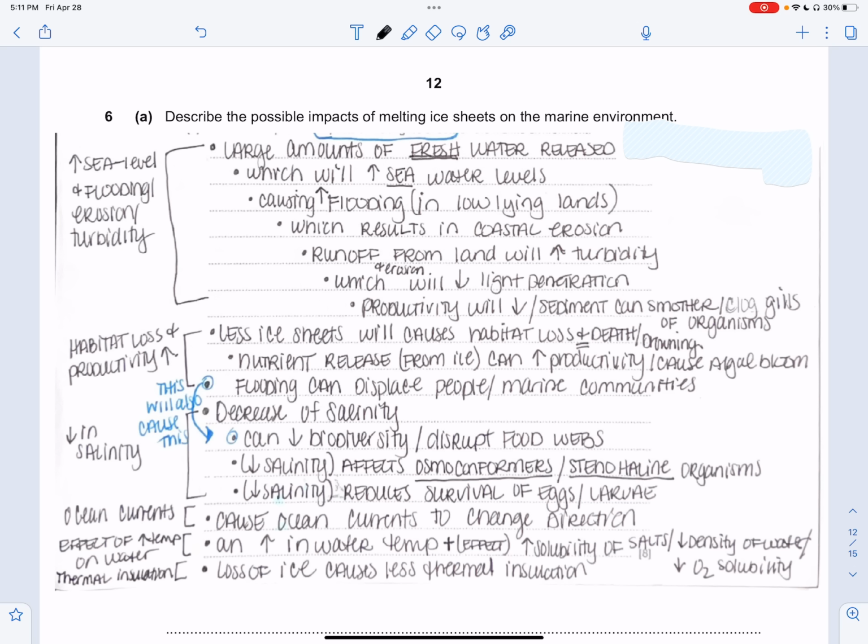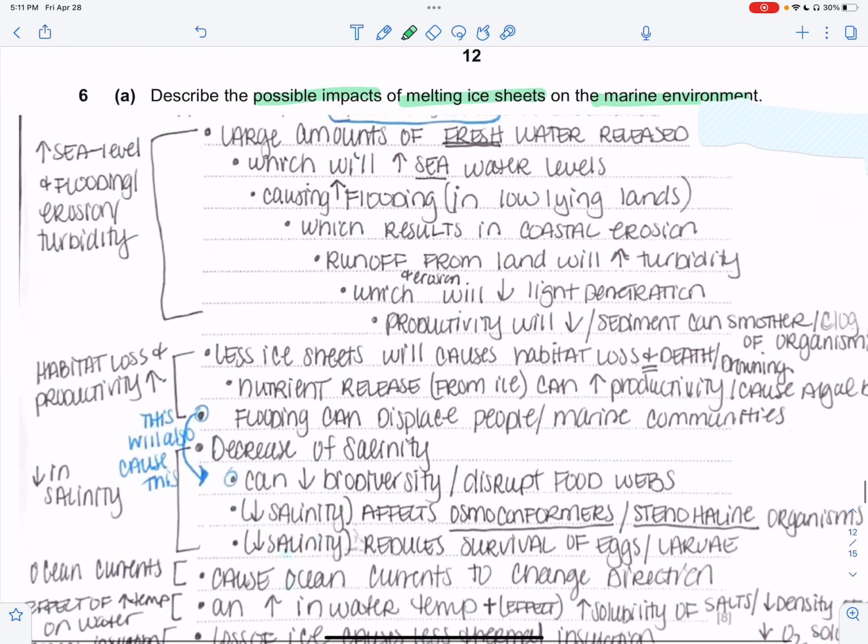And I think for the melting of ice sheets, the impact of global warming, which I think is on the 3-2 paper, they're too easy to not practice because they're worth so many marks and they're easy. So the possible impacts of melting ice sheets on the marine environment. Let's do it. So things that I've categorized as, in terms of increasing sea level, the flooding and turbidity effects that will occur.